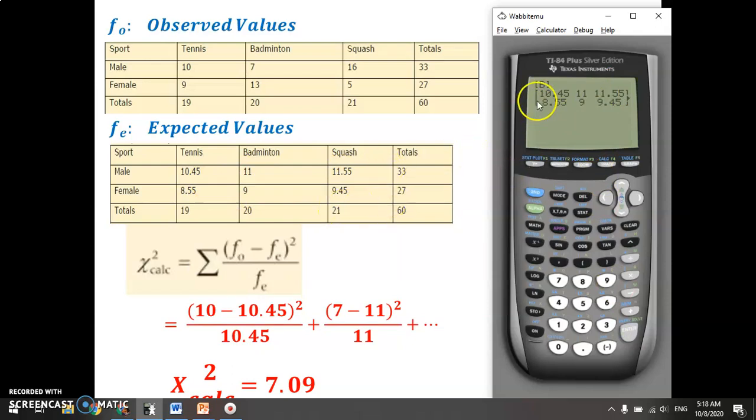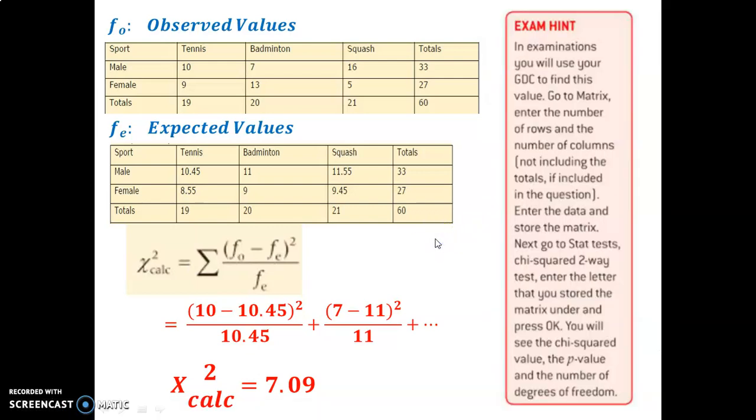Alright, so that's it. You'll see the p-value in a moment. But again, just a reminder to clear out the matrix because you might be doing another problem soon. You go here, memory, number 2, memory management, number 5, matrices, and I'm going to press delete there, and delete again. Now I'm ready for the next problem. Okay, so that is how you use your calculator to do that.